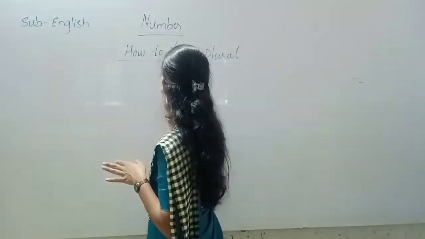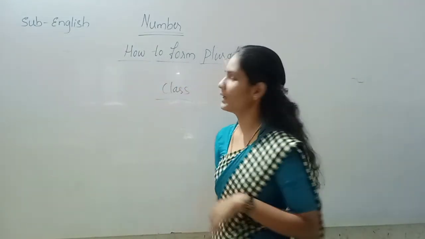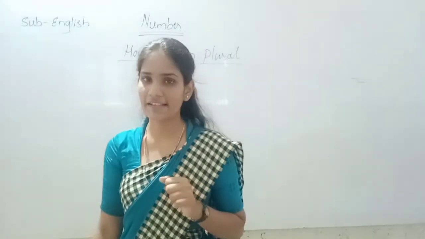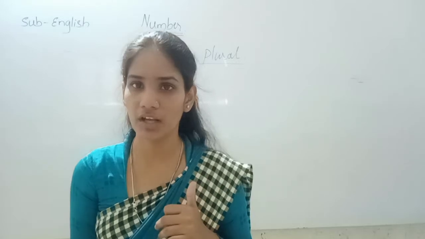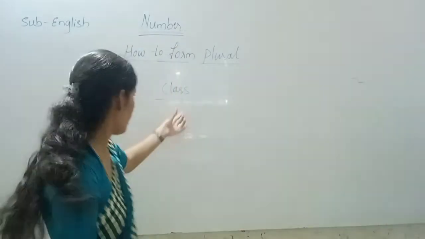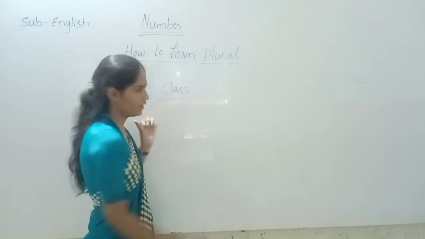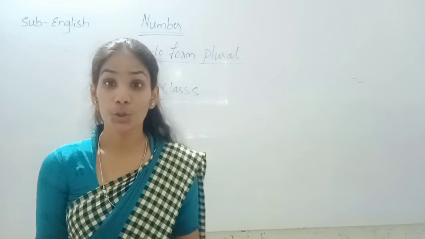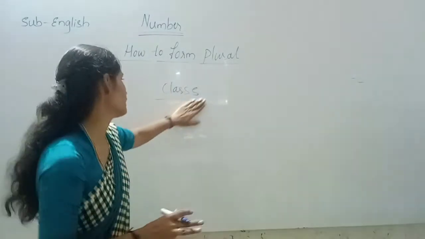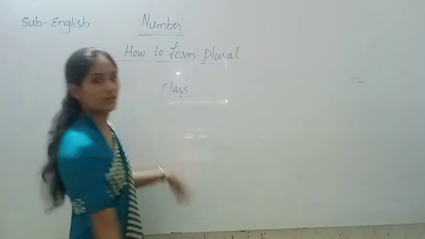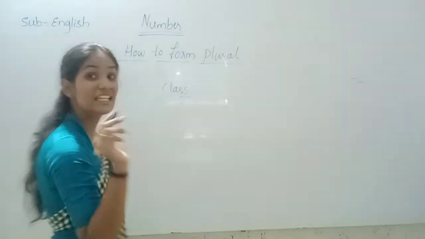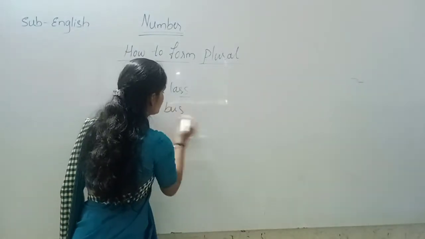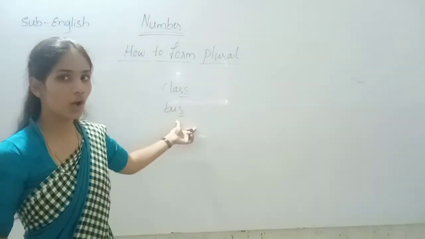You see here, for example, class. We want to make it plural. Commonly we add s to form the plural. But already two s are there. If you add one more s, is it okay? Is it the plural form of class? No, it is not. So when the word ends with double s or single s, for example, bus, the noun already ends with s.